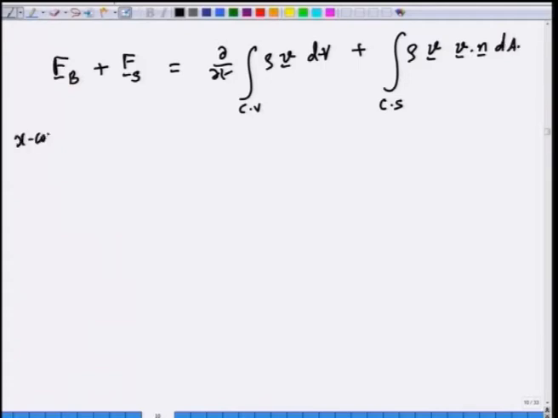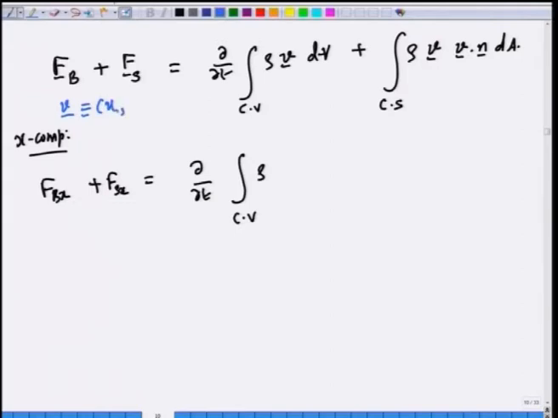So, the x component of this equation is F_bx plus F_sx is d/dt. In this term the only vector is the velocity vector v. So, to take the x component, use the fact that the velocity vector v has x component u, y component v, z component w. Okay, so rho u dV. In the next term, rho is a scalar, v dot n is a scalar. Even though v is a vector, once you dot it with n, it becomes a scalar. So, the only vector that is available to you is v, and the x component of it is u, and v dot n remains as such.